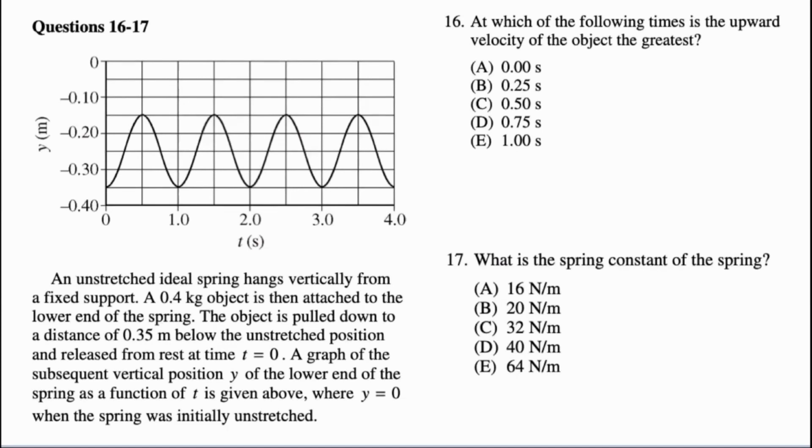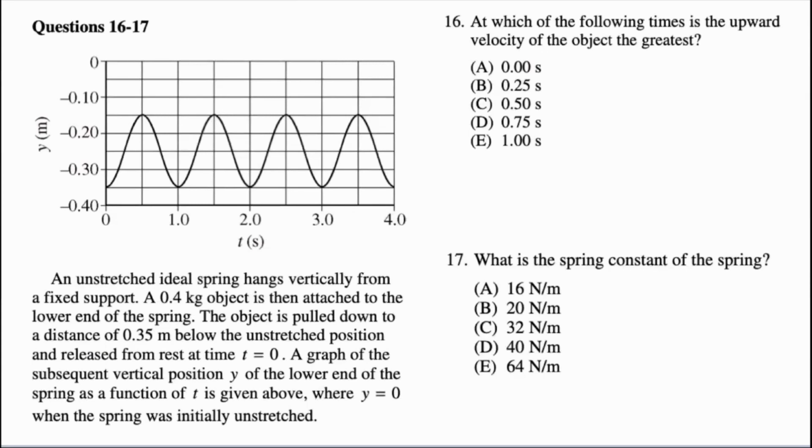And for 16, we want to know at which of the following times is the upward velocity of the object the greatest. So that was a lot of information, but we know that this is a graph of the position of the spring compared to time. This is a y versus t graph. So if we want to know at what time the upward velocity of the object is the greatest, we actually want to look at the slope, because the derivative or the rate of change is going to give us the velocity.